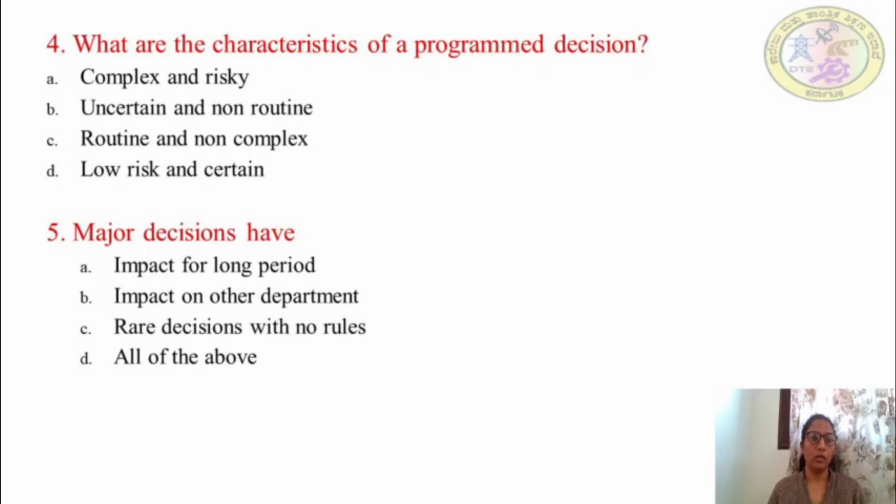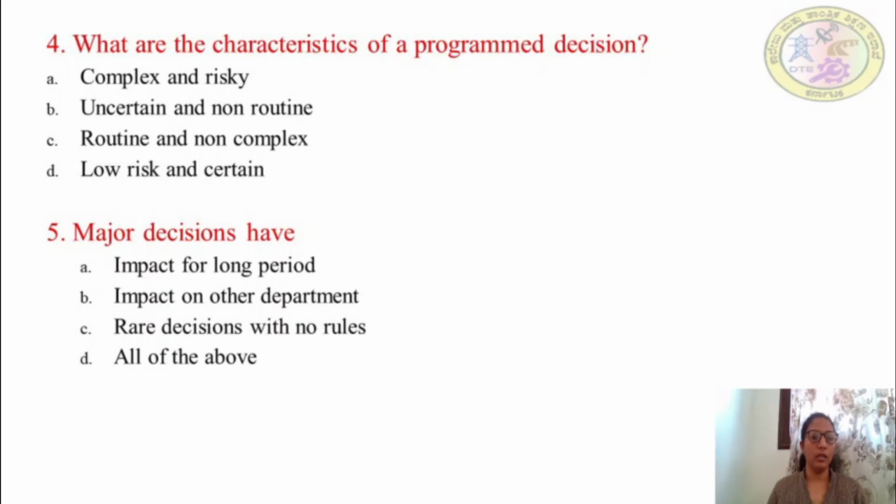And the next question is, what are the characteristics of a programmed decision? Option A, complex and risky. Option B, uncertain and non-routine. Option C, routine and non-complex. Option D, low risk and certain. So the actual characteristic of a programmed decision is routine and non-complex. So the correct answer is option C, routine and non-complex.